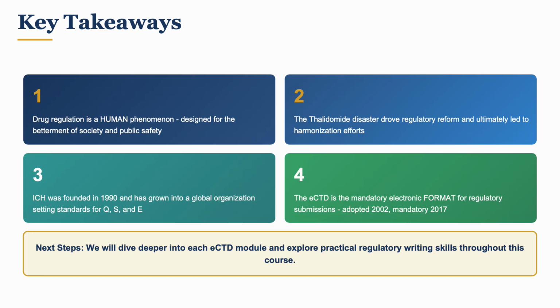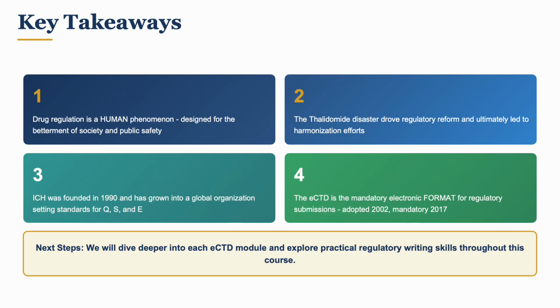Second, the thalidomide disaster of the 1960s was a turning point. It drove regulatory reform, established FDA as a gold standard, and ultimately led to international harmonization efforts. Understanding this history helps you appreciate why regulations exist.